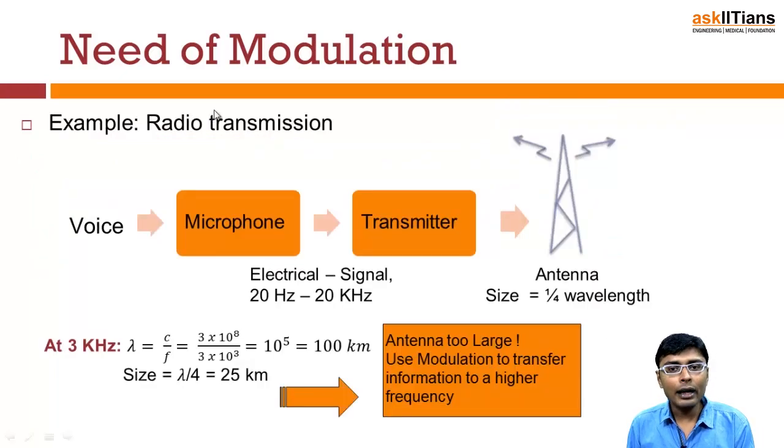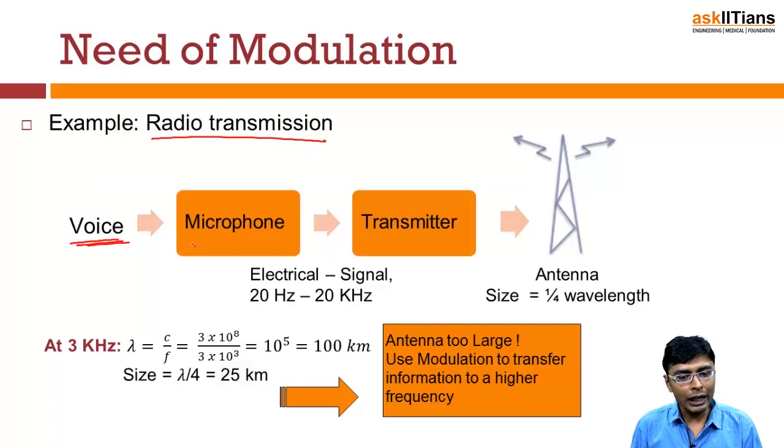I am taking this example for a radio transmission. Let's suppose I want to send my voice signal. First of all I will use a microphone that will convert my voice into an electrical form. Then the job comes to the transmitter. The transmitter will convert this signal into such a form that it can be supported by the channel in an efficient way.